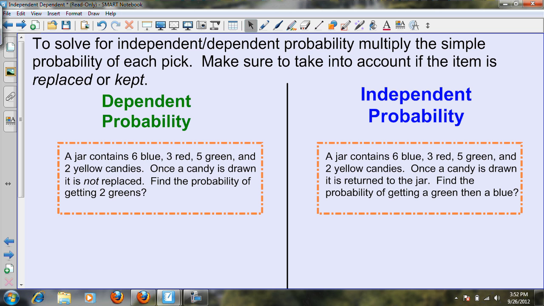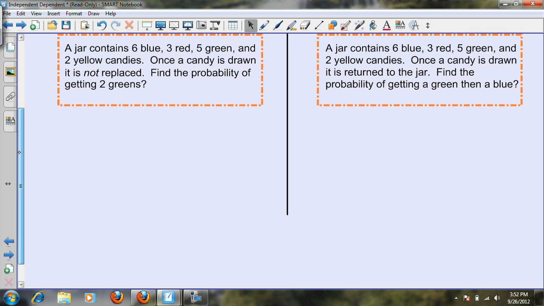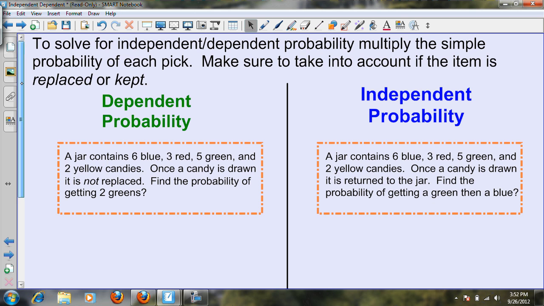To solve for independent and dependent probability, multiply the simple probabilities of each pick. Make sure to take into account if the item is replaced or kept. This would be the rule. The rule for finding independent and dependent probability is to multiply the simple probability of each pick.